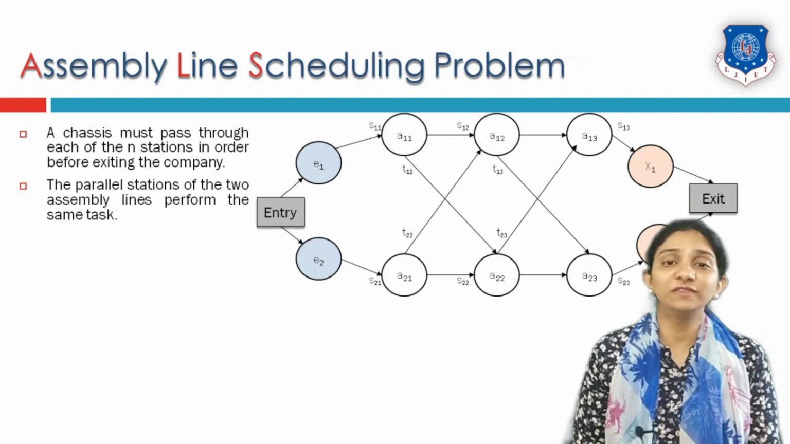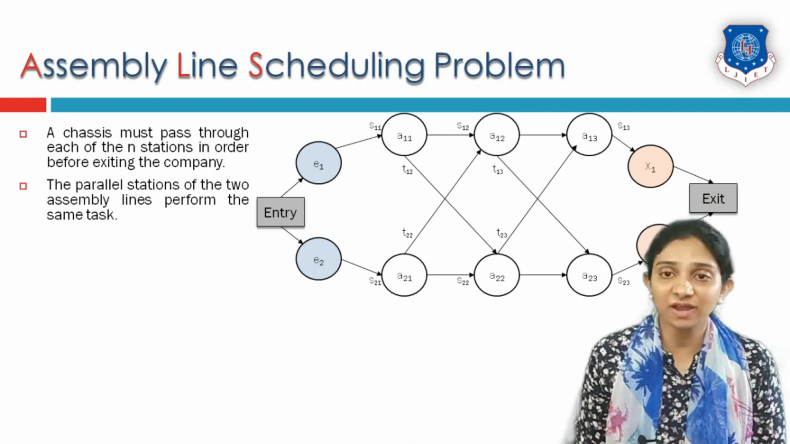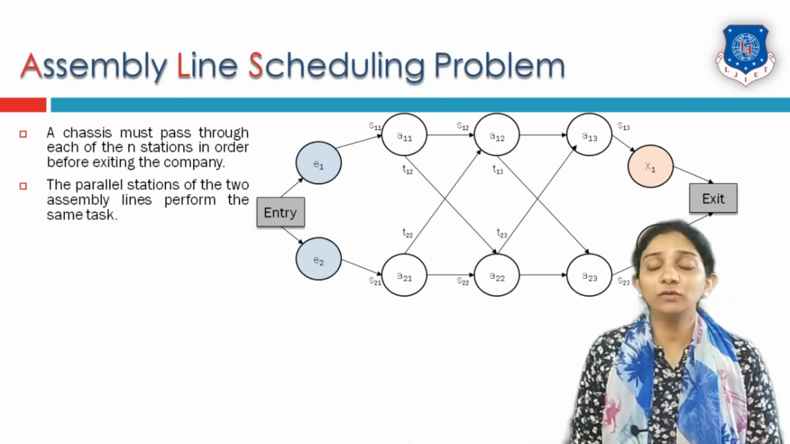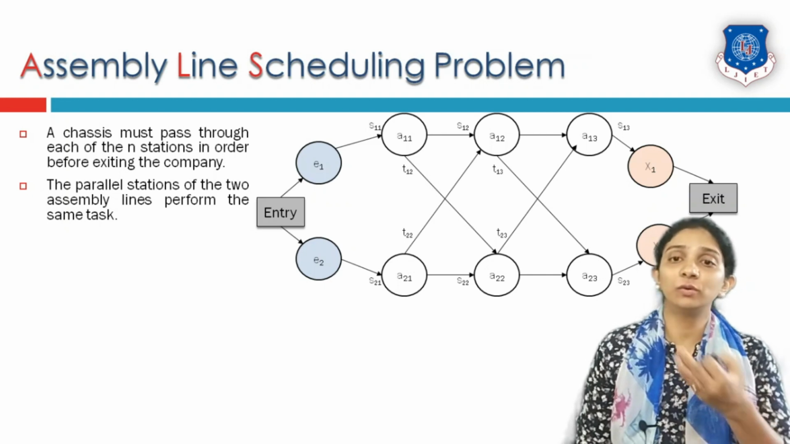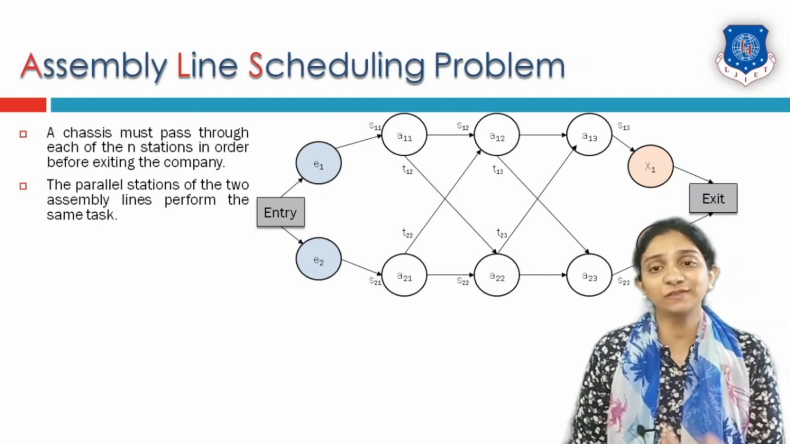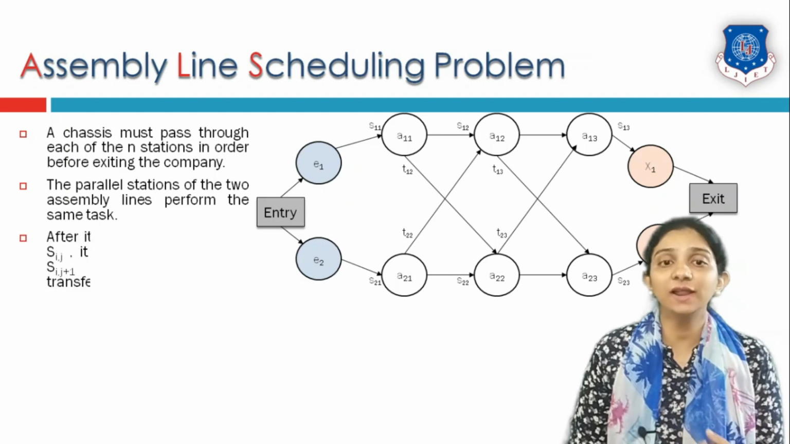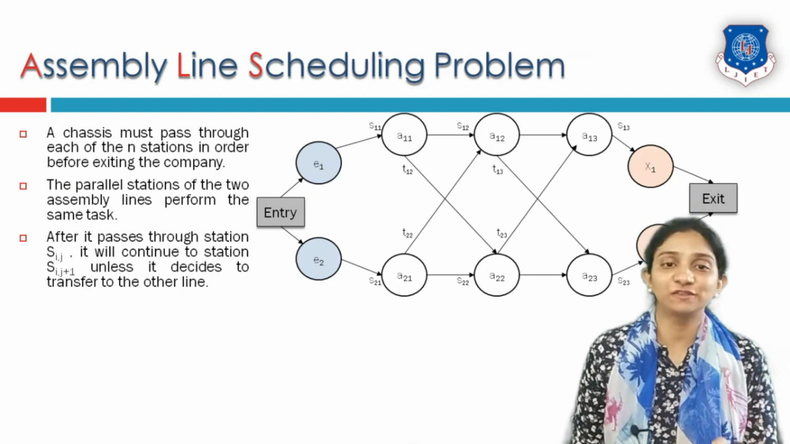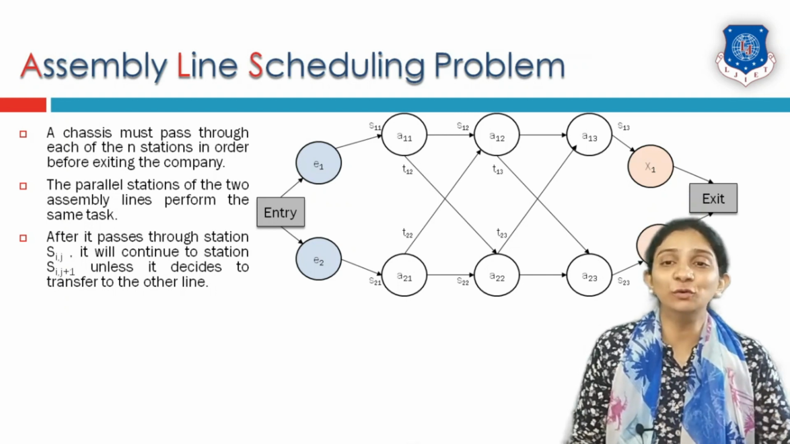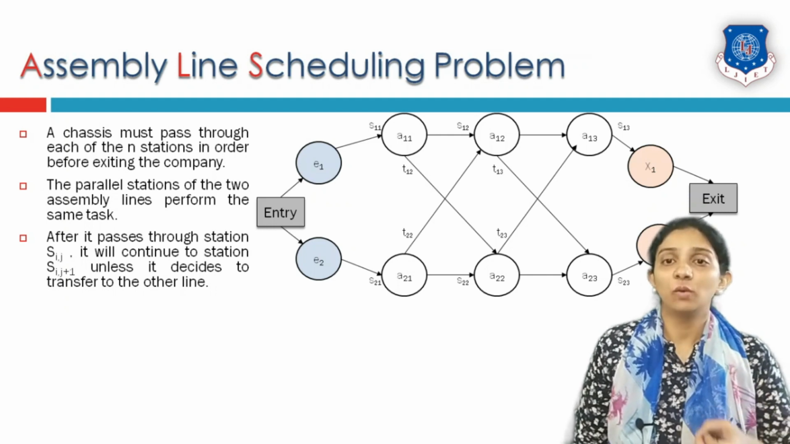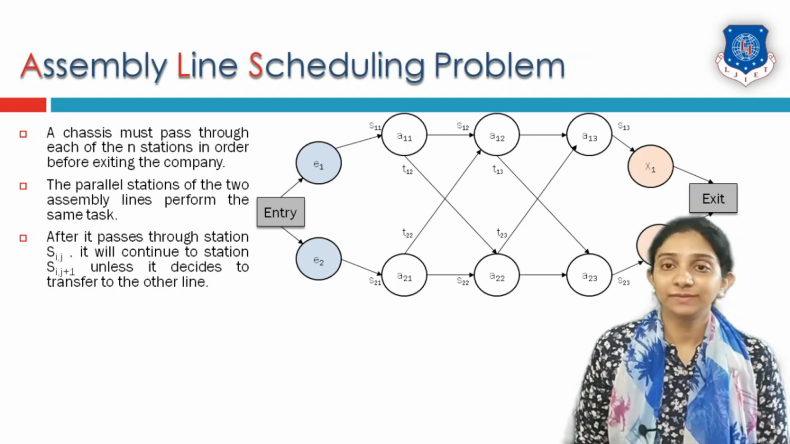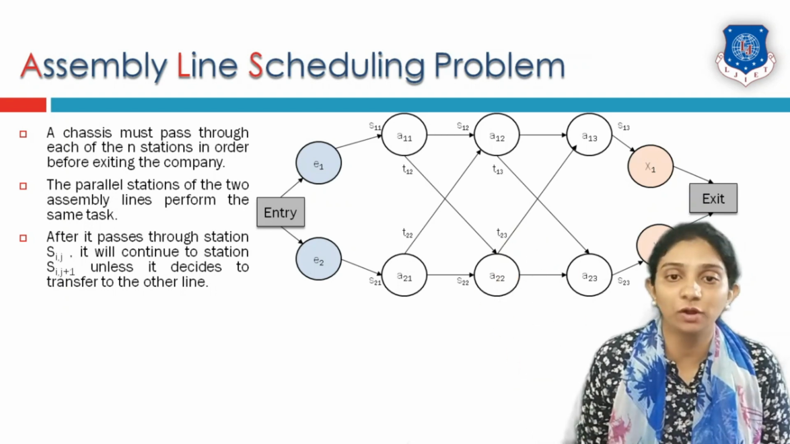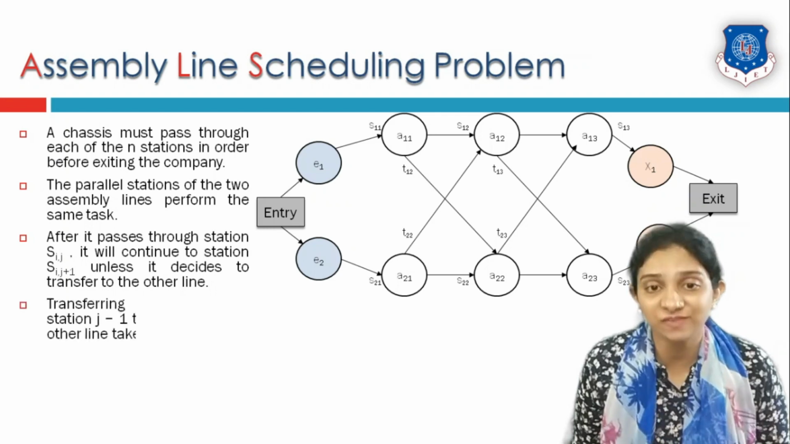Parallel stations of the two assembly lines perform the same task. That means station 1, 1 and station 2, 1 do the same task. So a car can go either to station 1 of line 1 or station 1 of line 2, because they do the same task. After it passes through some station S of i, j, it continues to the next station S of i, j plus 1. That means from station 1, 1, a car can directly go to station 1, 2, the next station in the same line.